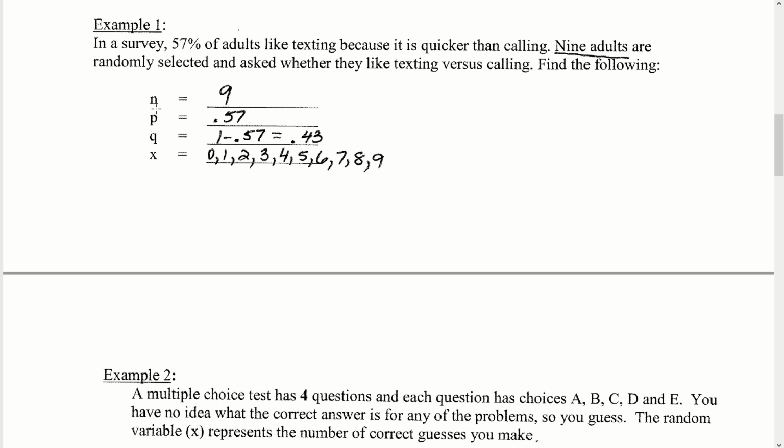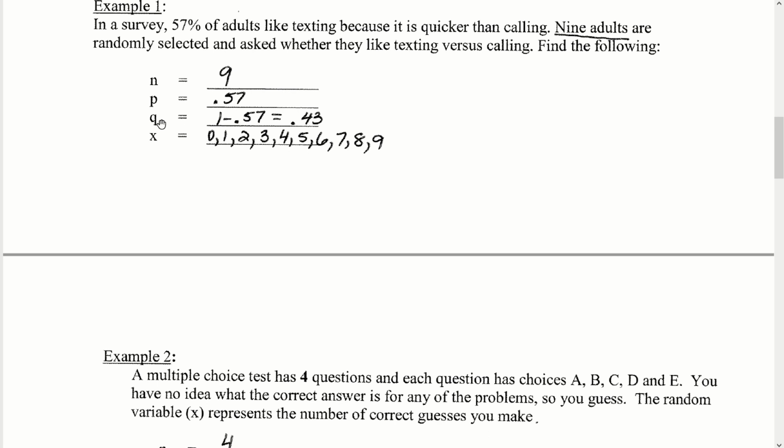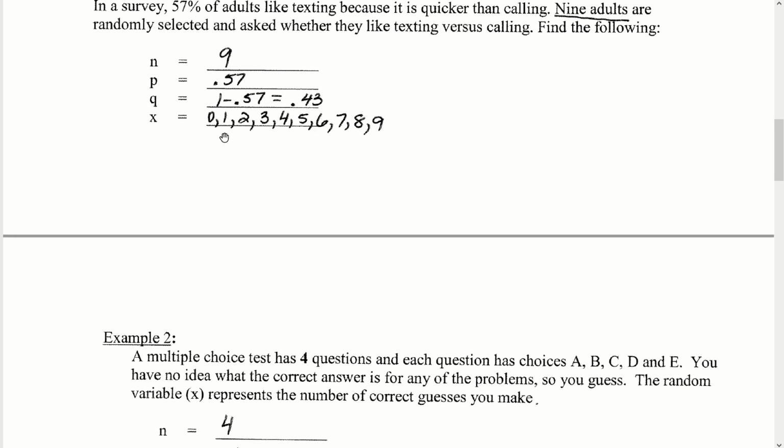We're doing this experiment 9 times because we're asking 9 individual people, so n is 9. The probability of getting a success, in other words, getting somebody that does prefer texting, that's 57% of the population, so that would be 0.57. The probability of failure would be 1 minus p, which is 0.43. And then for our random variable x, if we ask 9 people, we could get anywhere from 0 responses saying that they prefer texting, all the way up to 9. So 0 through 9, those would be our values for the random variable x.